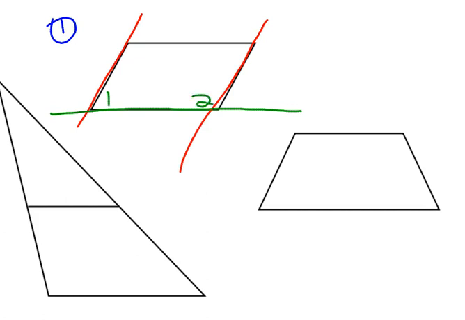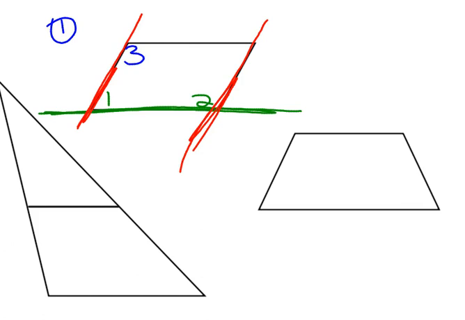So what do we know about those two angles? What type of angles are they? They're co-interior angles. They're on the same side of that transversal, and they're on the interior of these two. Co-interior angles are supplementary. So 1 and 2 are supplementary, but what did you just tell me about 1 and 3?